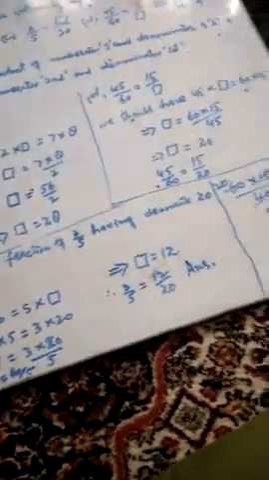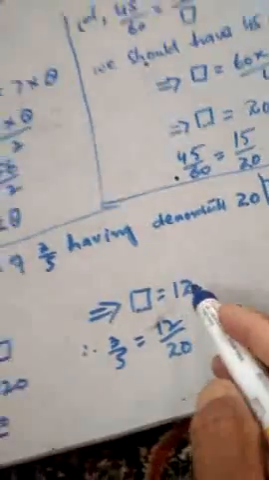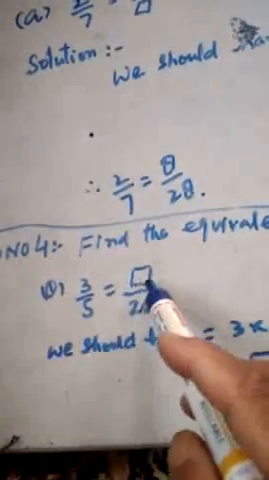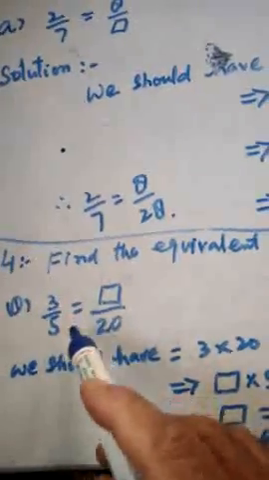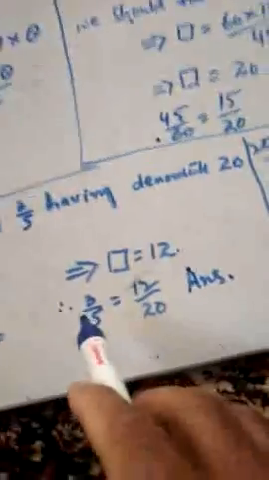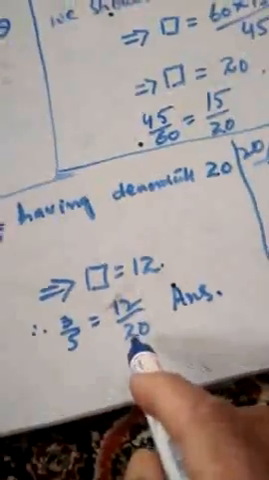60 divided by 5: 5 1s are 5, 1 is taken to this, it becomes 10, 5 2s are 10. That means it is equal to 12. Therefore, when this blank space is 12, the fraction should be 3 by 5 is equal to 12 by 20. Here it is 3 by 5, 12 by 20.